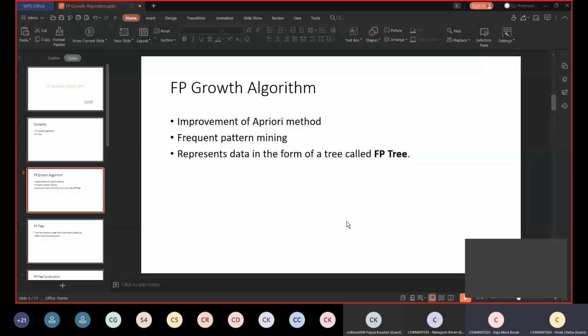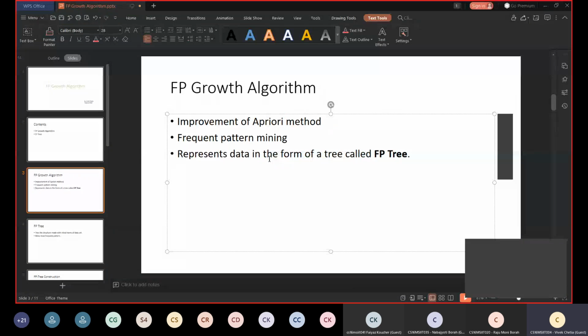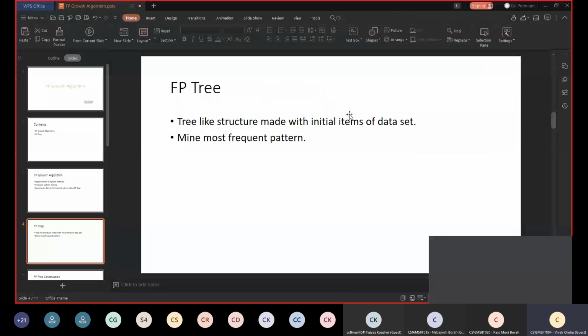Okay, so where I was: FP-growth algorithm. As I said, it is an improvement of the Apriori method and is used for frequent pattern mining. It basically represents the data in the form of a tree structure called an FP-tree. The FP-tree is a structure made with the initial items of the data set, used for mining the most frequent items. So how do we generate this FP-tree?